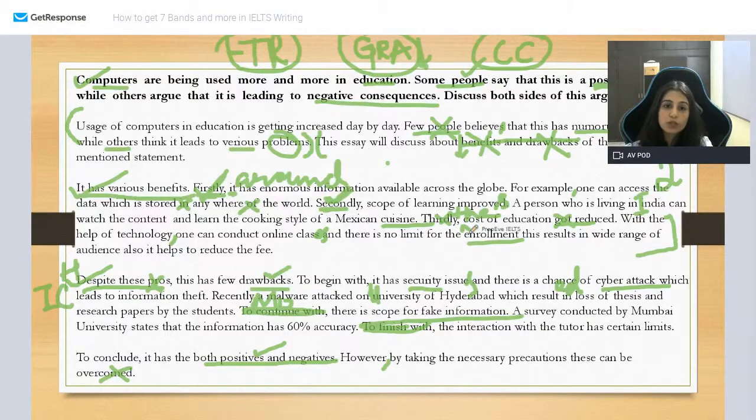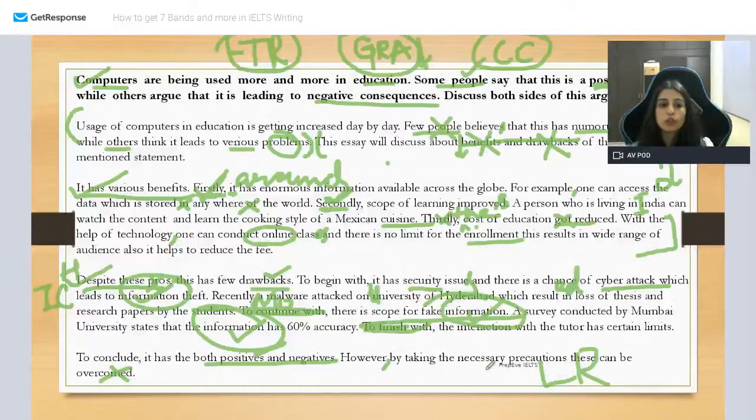And when it comes to the last parameter, which is lexical resource, vocabulary, now I'll show you how the vocabulary goes wrong. He's used information again and again. Information, information. So he can change information. He's used information thrice. Can you notice? 1, 2, and 3. So information has been used thrice. Then he's repeated online and some of the other words as well.